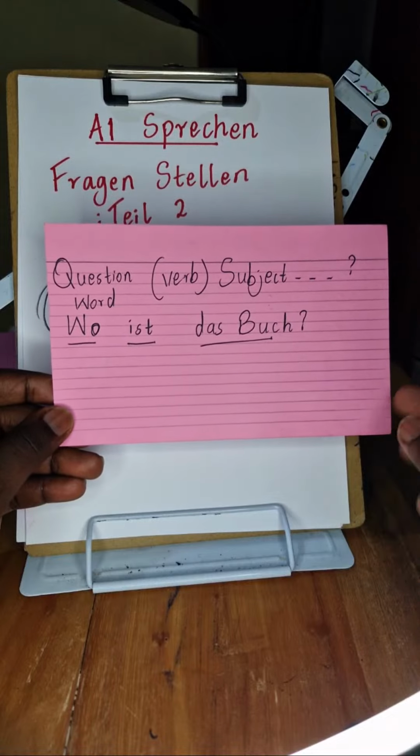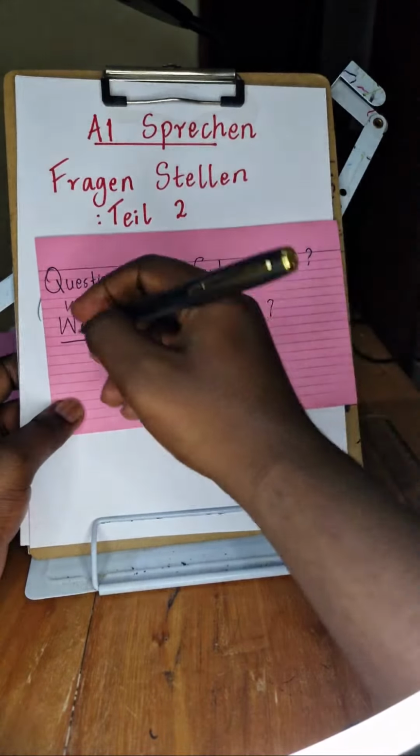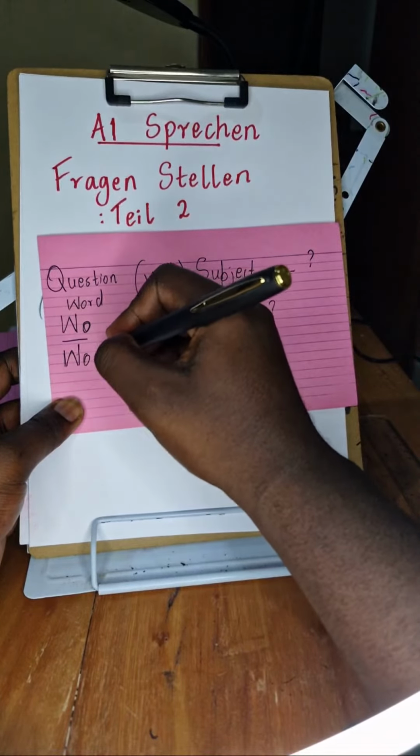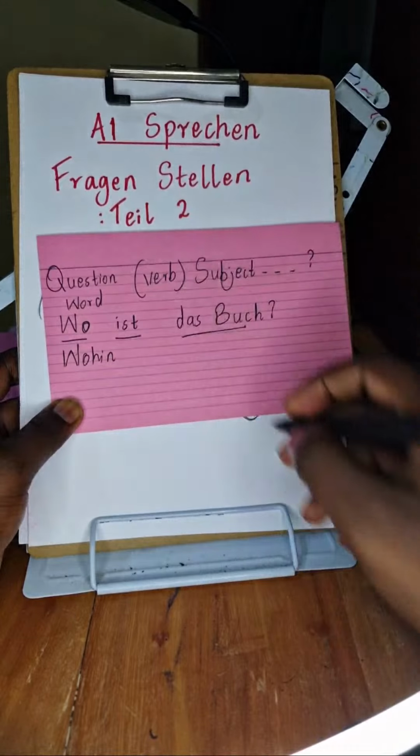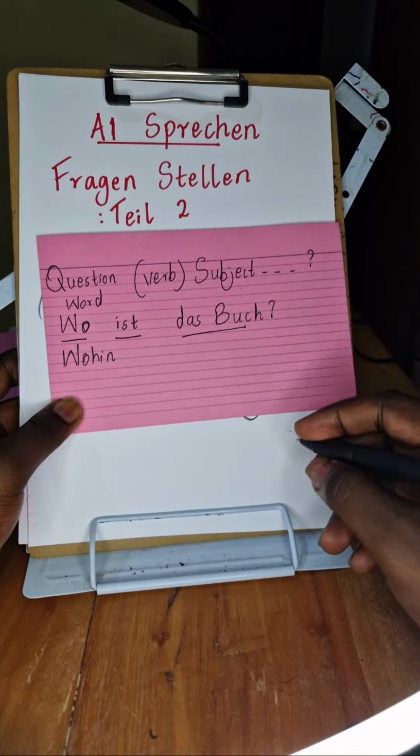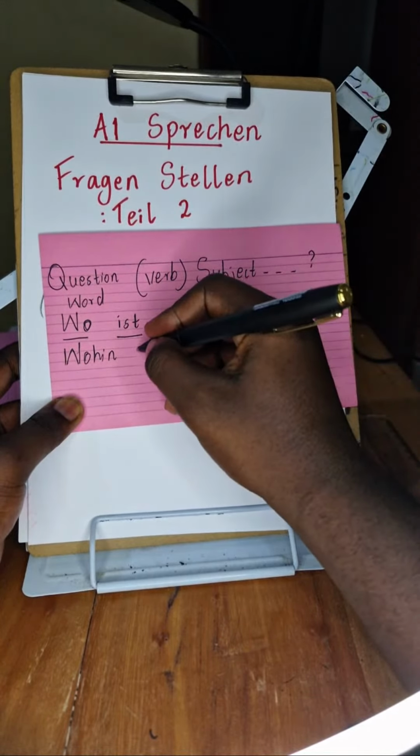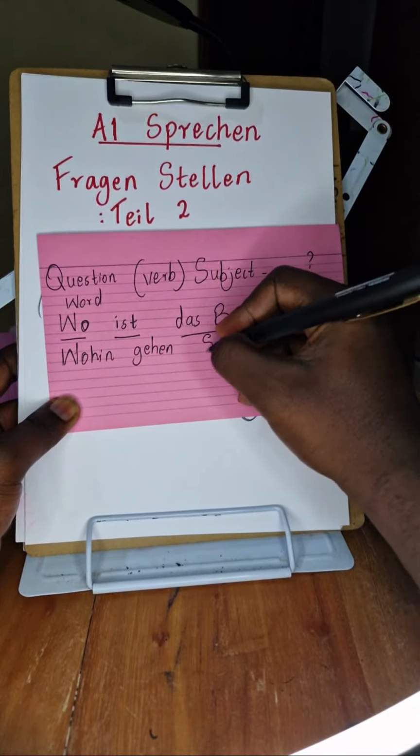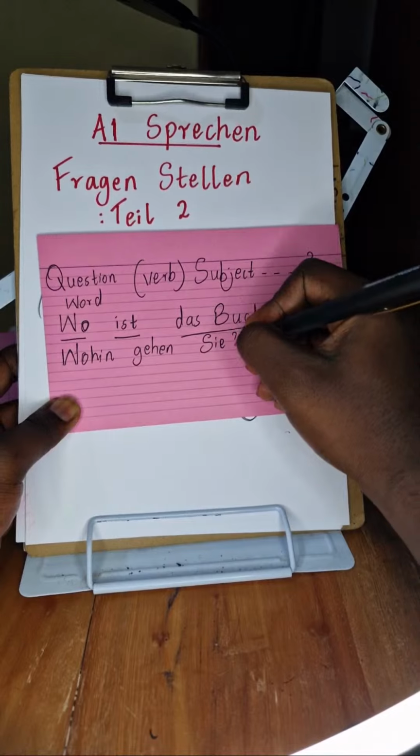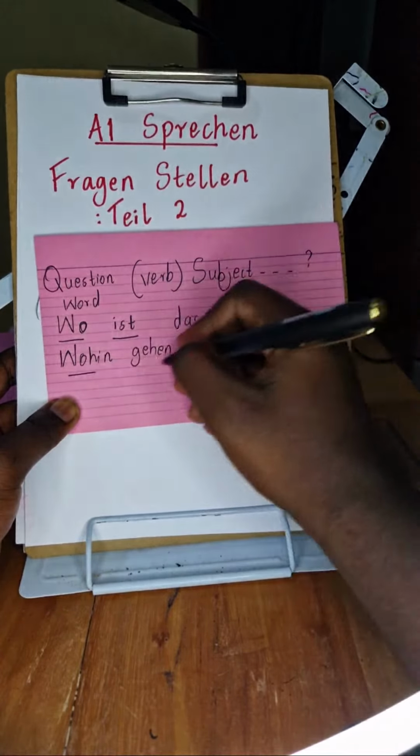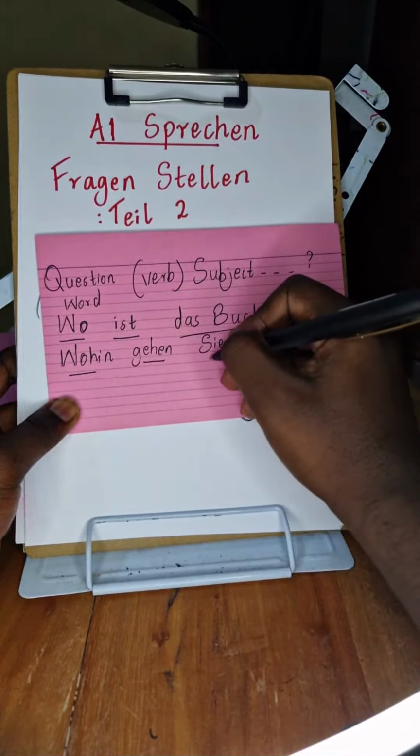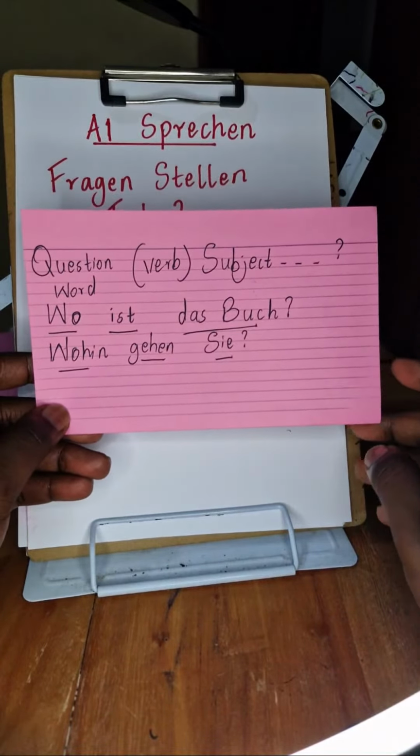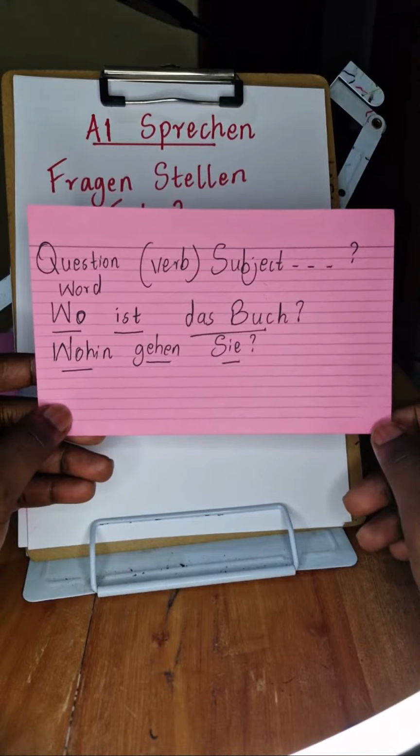Okay, let's now see another example, which is wohin. Where are you going to? Now you ask with wohin, right? Where are you going to? Wohin gehen, then you subject, Sie. Wohin, question word, gehen, verb, Sie, subject. Wohin gehen Sie? Where are you going to?